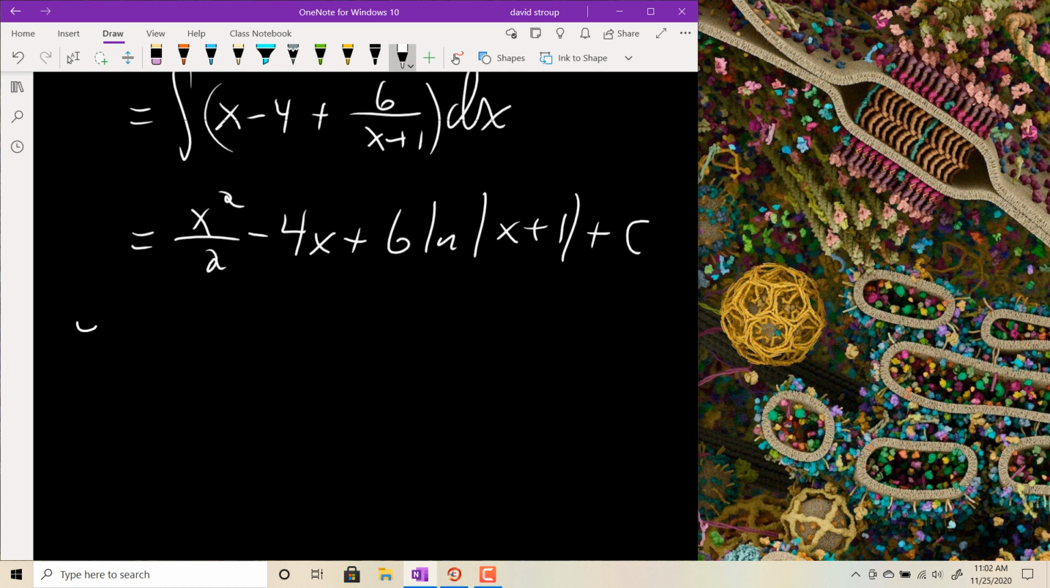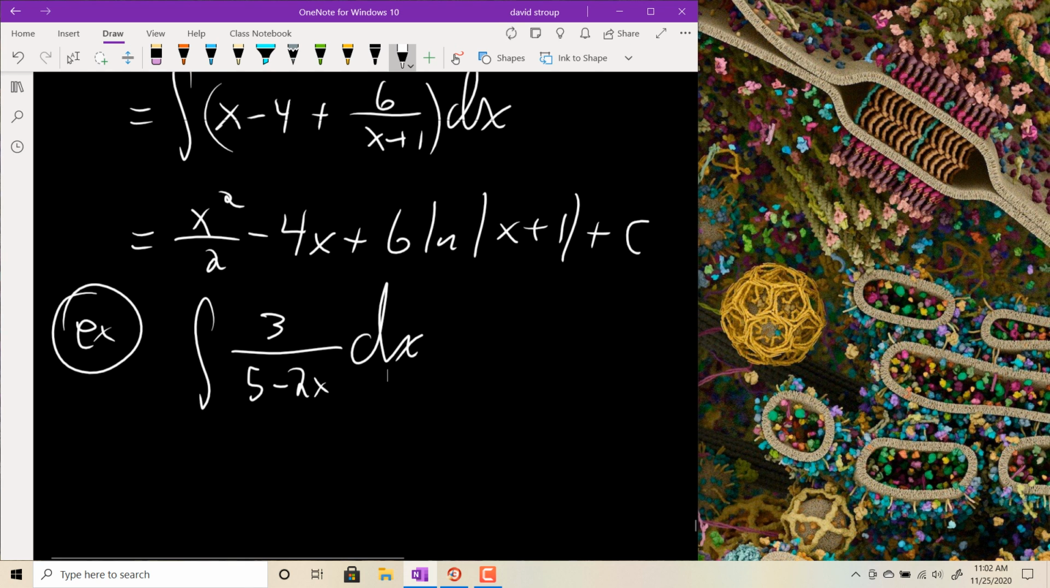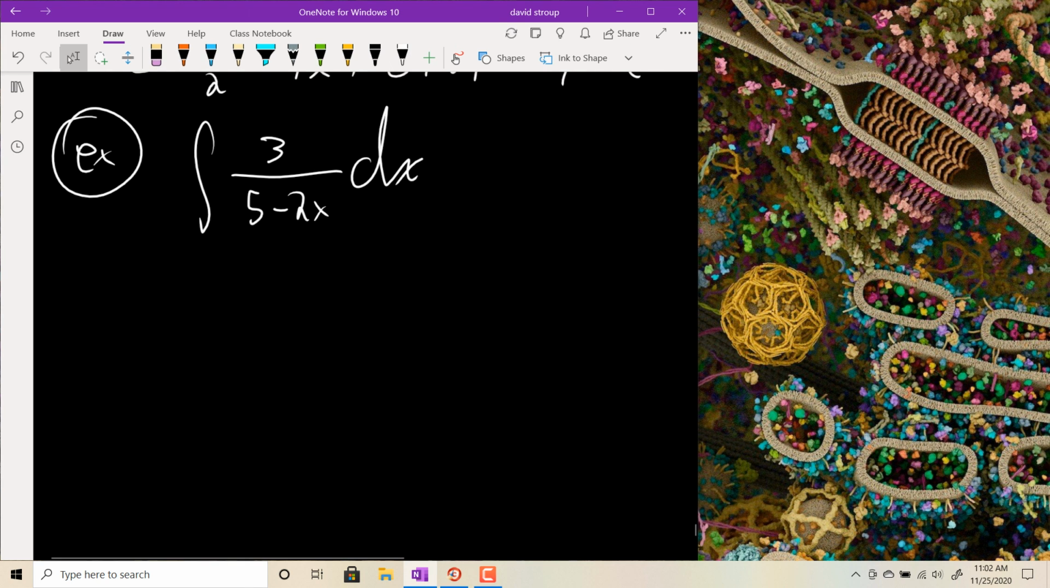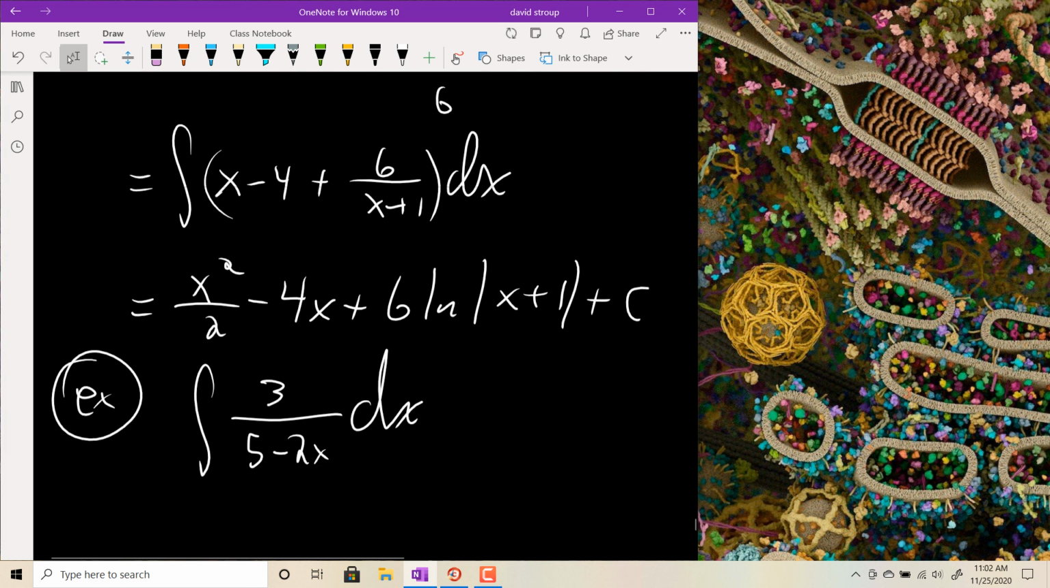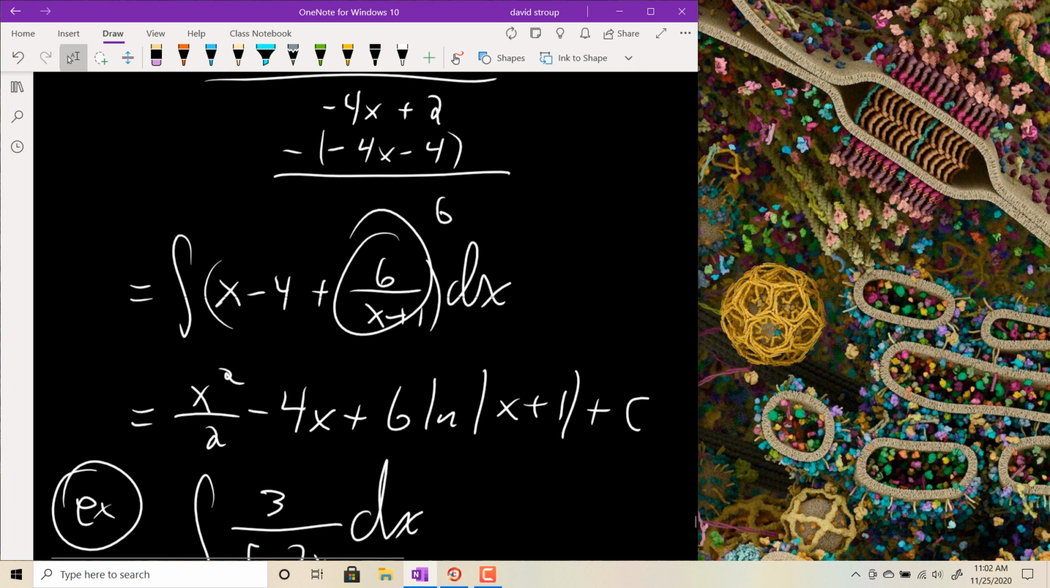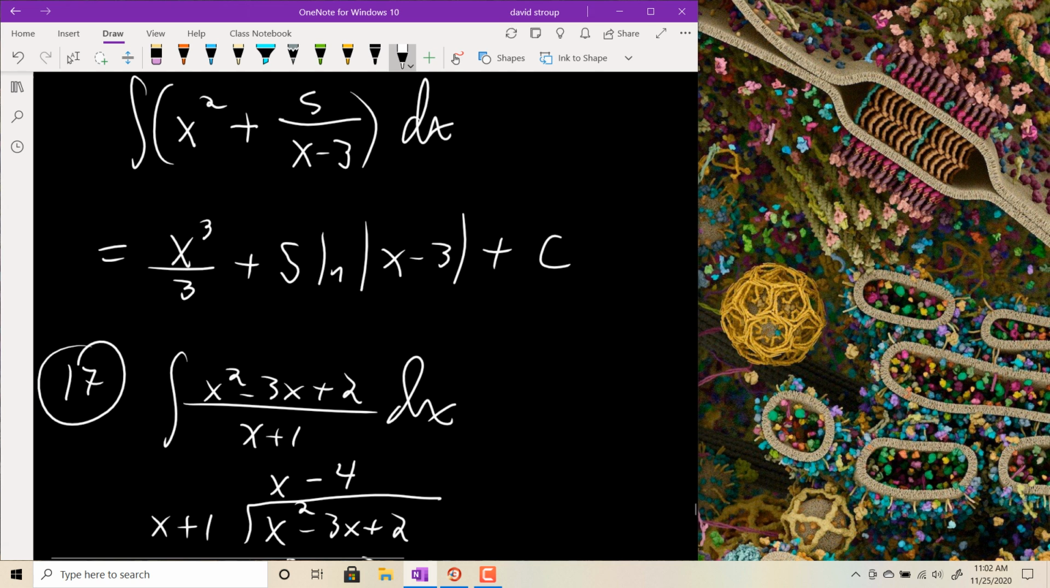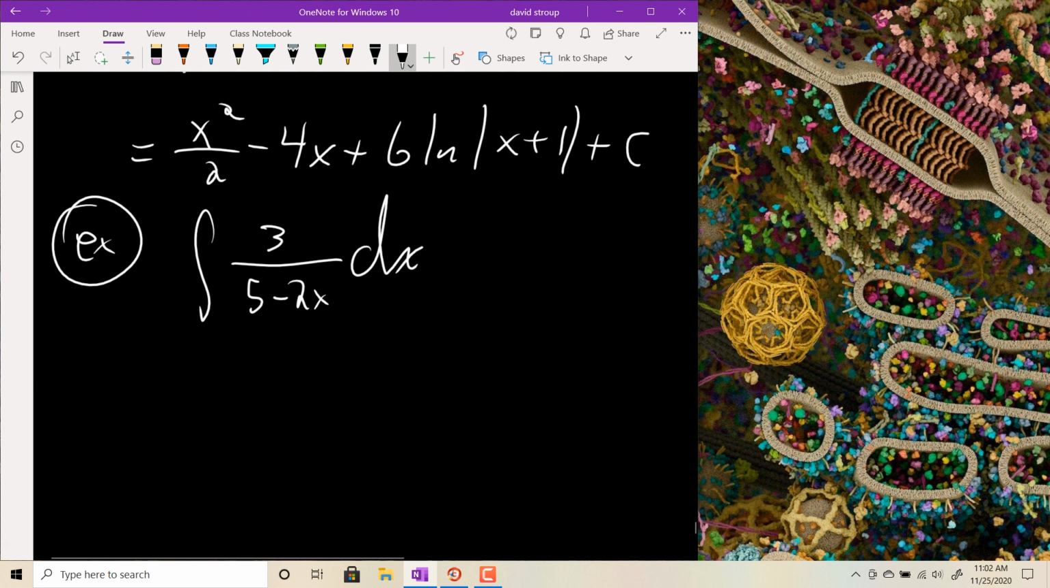Let's just do a simple one. We're going to put a simple one on there: 3 all over 5 minus 2x dx. My point on this one is you can't just write 3 ln absolute value of 5 minus 2x. That won't work. You could do that for simple ones like this, or this one, that's just 5 ln of x minus 3, but you can't do that here. Look at the u sub.